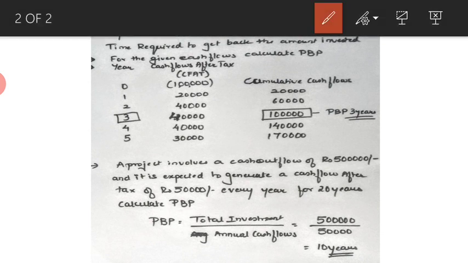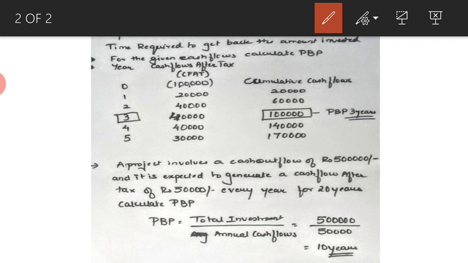Okay, so let's understand this using a particular problem. There are three types of problems that we come across. One is when the cash flows are not similar, where we have to find out the present value. When the cash flows are uniform, we have to find out the payback period. So we have to do these calculations in three different ways. Let's try to understand them one by one.